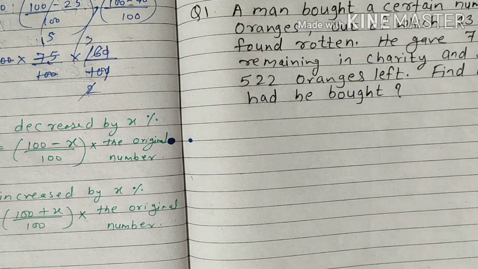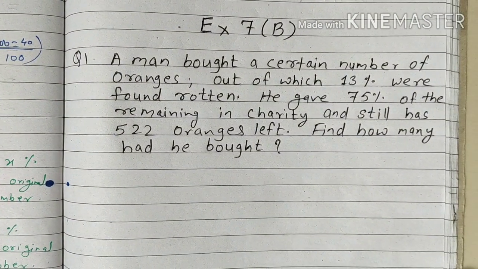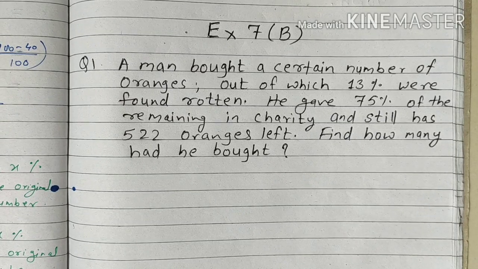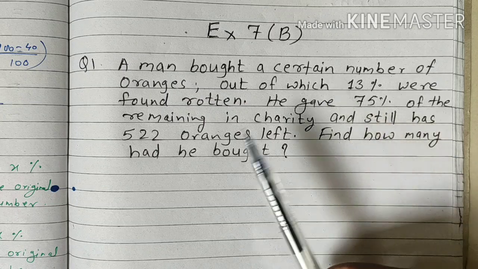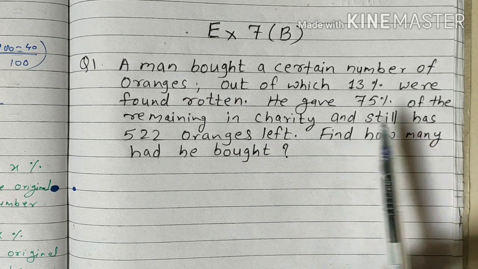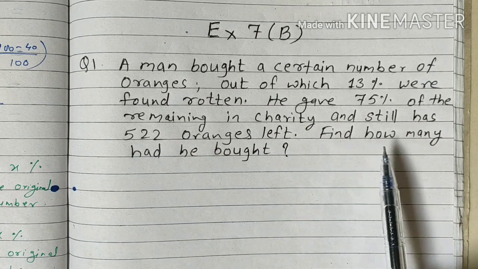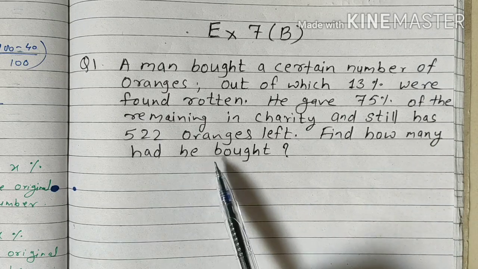Okay, now we are starting with the exercise 7B. Question number 1 is here. The question is, a man bought a certain number of oranges, out of which 13% were found rotten. He gives 75% of the remaining in the charity and still has 522 oranges left. Find how many he had bought.